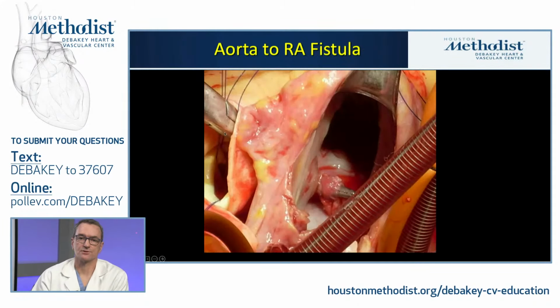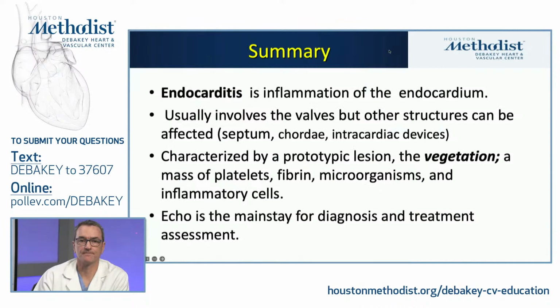And this is just a surgical example of how you can have fistulas almost anywhere. This is from a probe going down the aorta and actually coming out into the right atrium. This is another case of Staph aureus, which can really be quite aggressive and get connections almost anywhere.